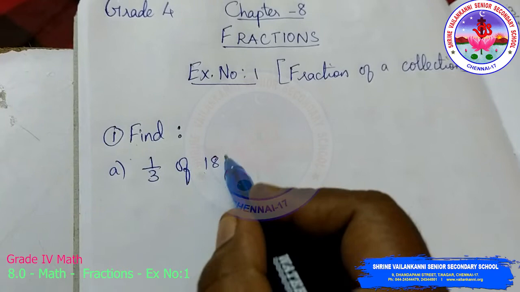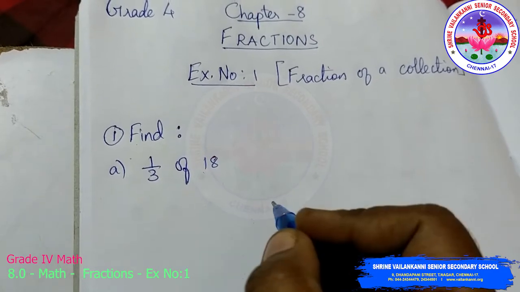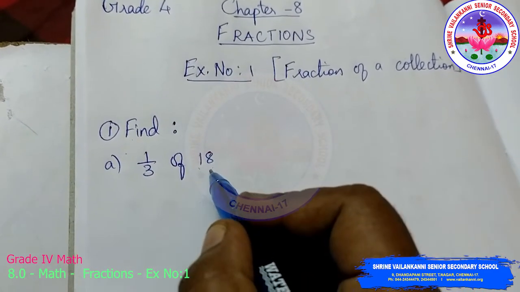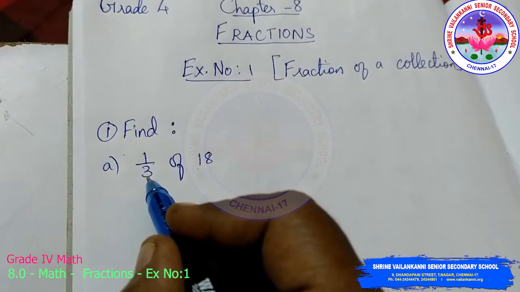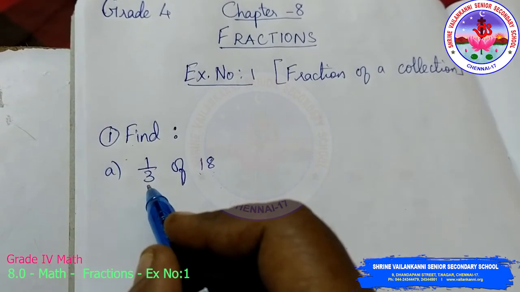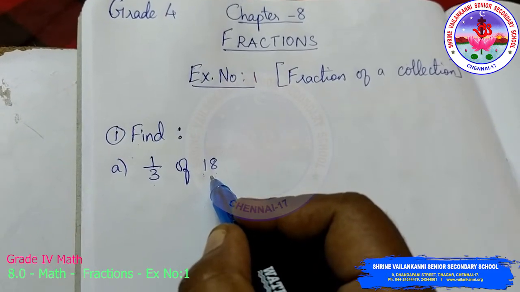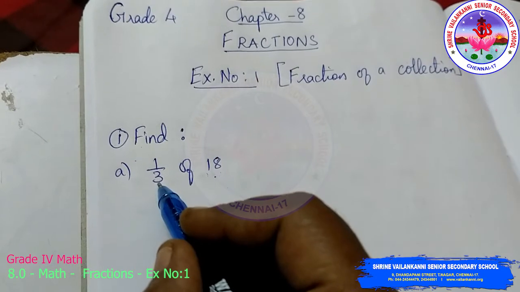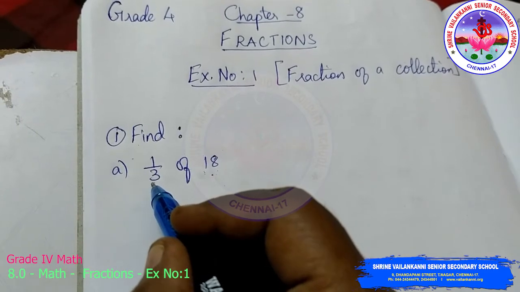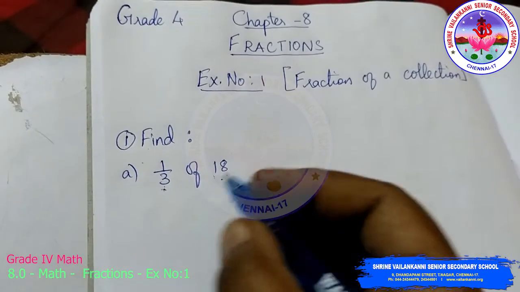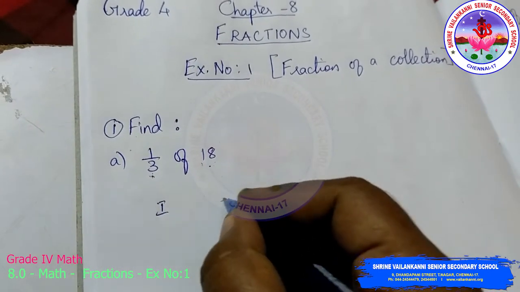Like this, 18 I'm going to denote as star shapes, and from these 18 stars, the denominator 3 means 3 equal parts. That is, these 18 stars have to be divided into 3 equal parts. So always the denominator, whatever is given, will be your number of equal parts. So first part, second part and third part.